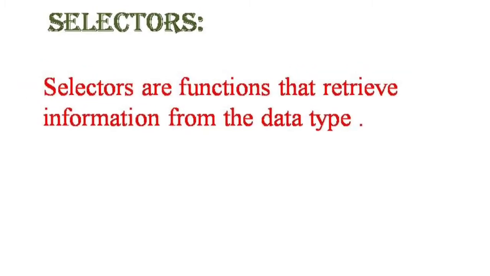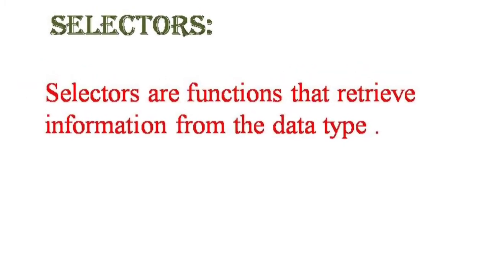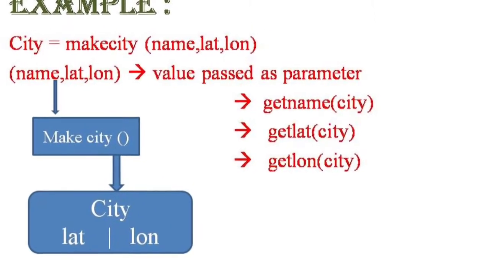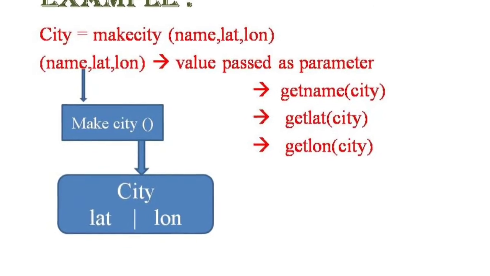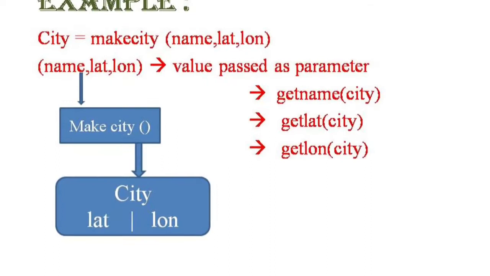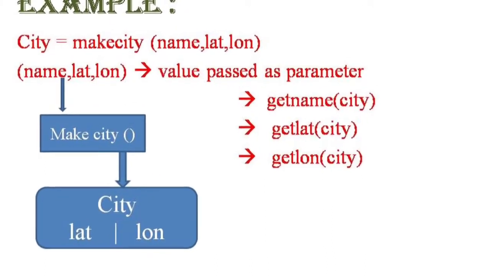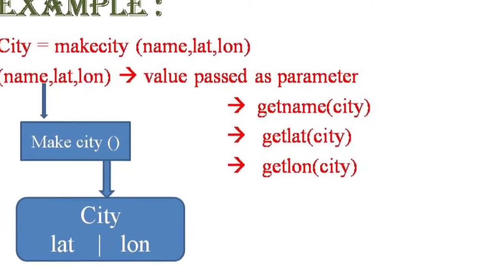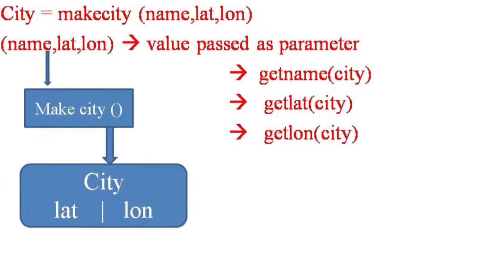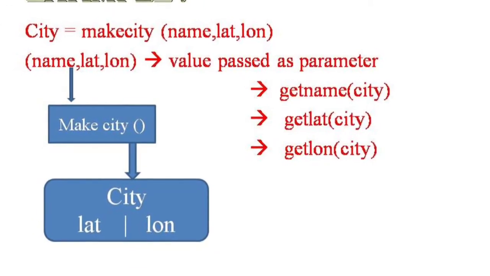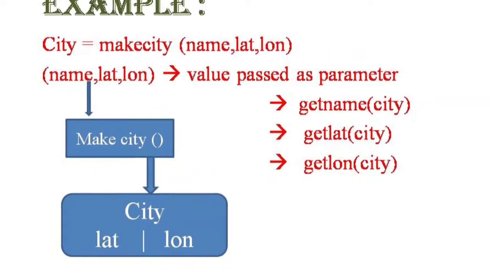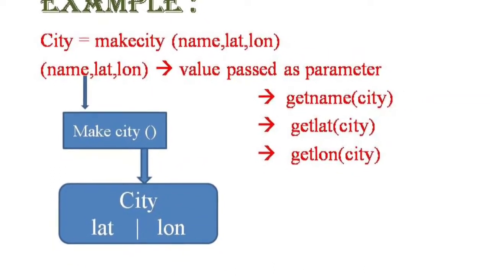Let us see an example for constructor and selector. Now look at this example. Here city is an object. The function which creates the object of the city is the constructor. So make city is the constructor. Now a selector has to be created to extract the information. Get name, get lat, get long are the selectors.